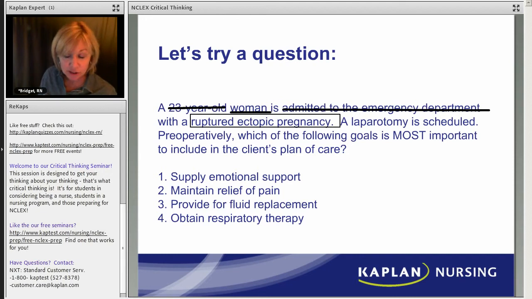It doesn't say how far along she is. It just says she's having a ruptured ectopic pregnancy, okay? So a ruptured pregnancy. And then it says here, a laparotomy is scheduled. Now, whatever this is, if you don't know what that is, look it up later. It hasn't been done yet, so it doesn't matter. Right now, she's still having a ruptured pregnancy. So now we're looking, pre-op, which of the following goals is most important to include in the client's plan of care? So this question topic is priority: ruptured pregnancy.